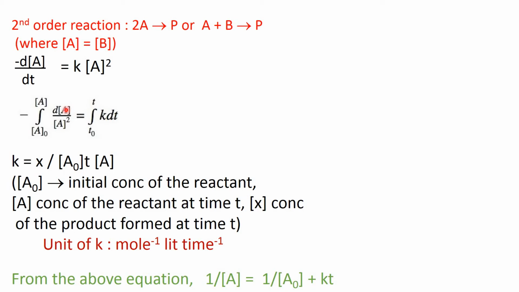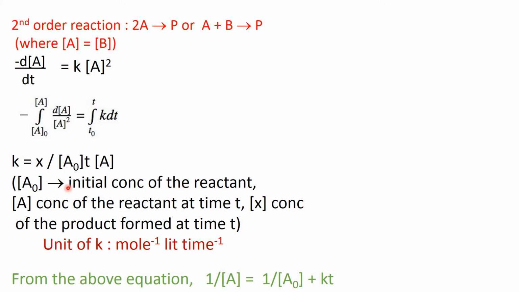Then if you integrate the equation, finally you will get the rate constant K equal to x, that means the concentration of the product formed at time t, divided by a0, that means the initial concentration of the reactant, into time t, into the leftover reactant at time t. So this can also be written as x divided by a0 into t into (a0 minus x). Here a0 is the initial concentration of the reactant, a is the concentration of the reactant at time t, and x is the concentration of the product at time t.